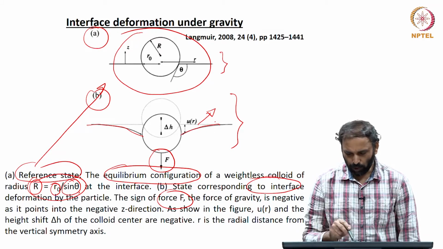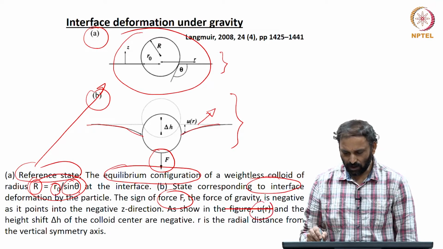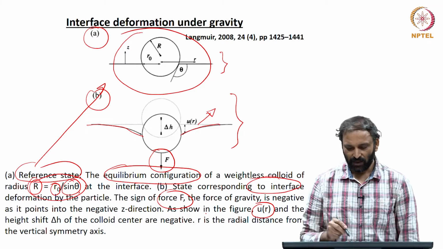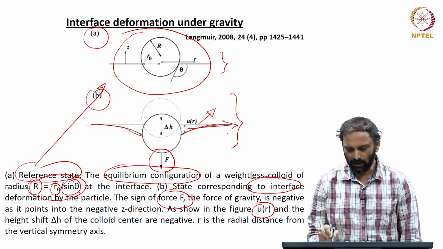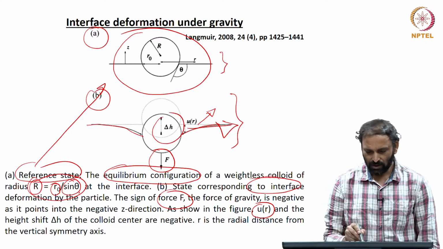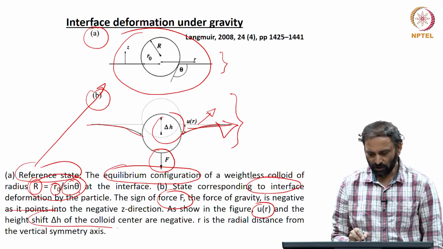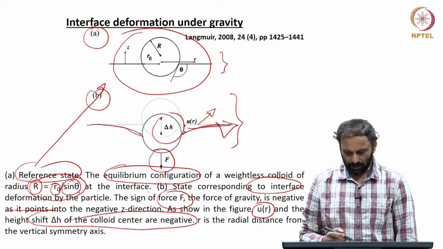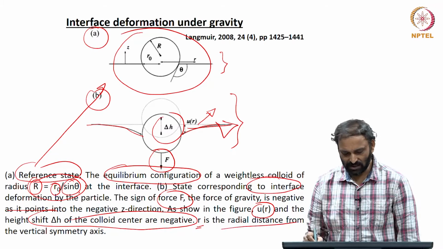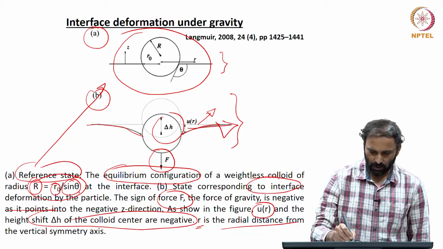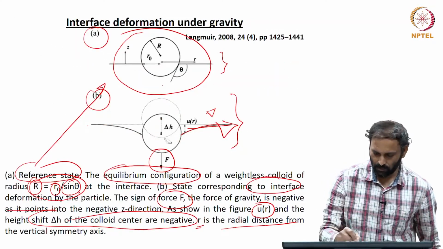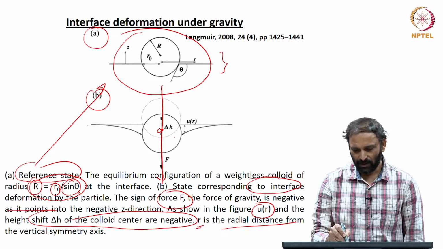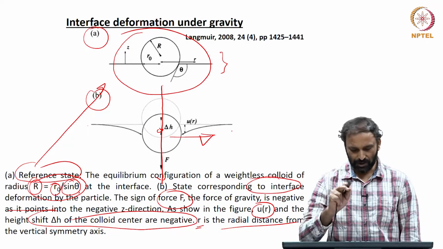And what you also see in the figure is this u of r, which captures the magnitude of the interface deformation, and that is a function of r. And this delta h denotes the shift of the colloid center because of the gravitational forces acting on the particle, and r is the radial distance from the vertical axis of symmetry. That is the vertical axis of symmetry that coincides with the center of the particle, and r is measured perpendicular to this vertical axis.